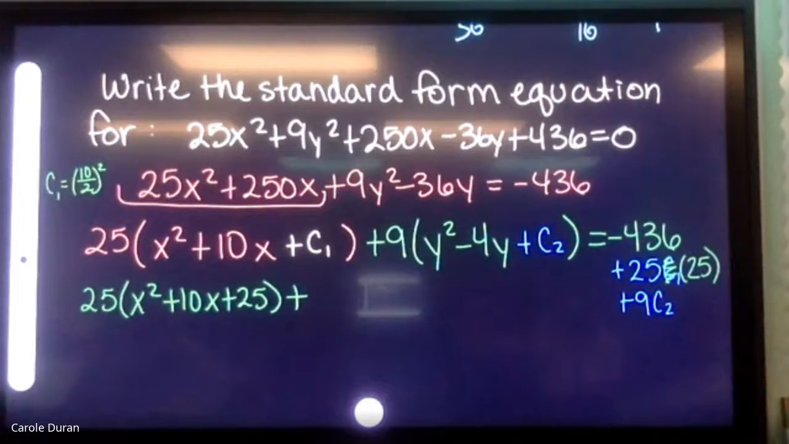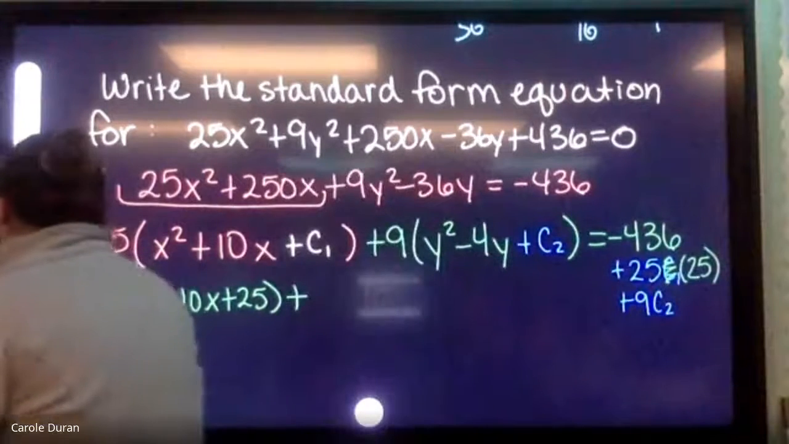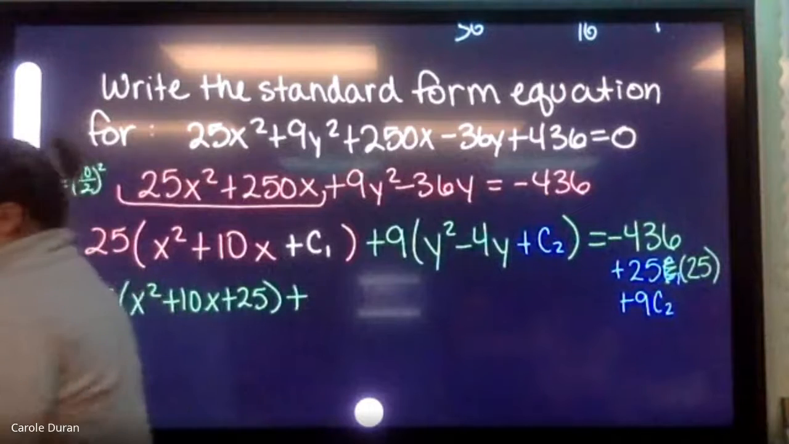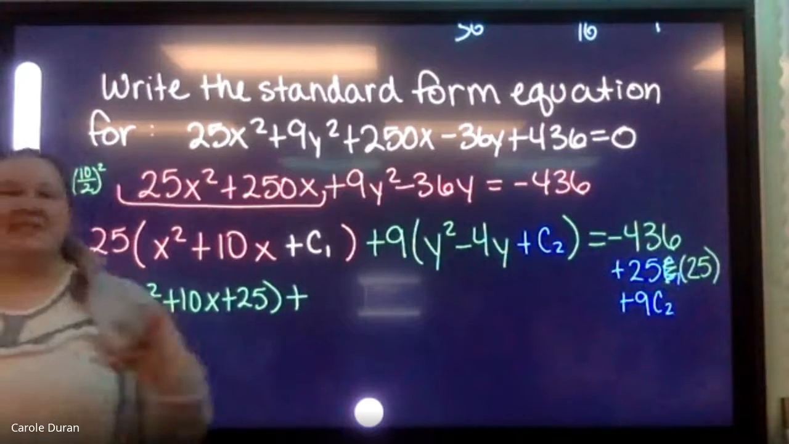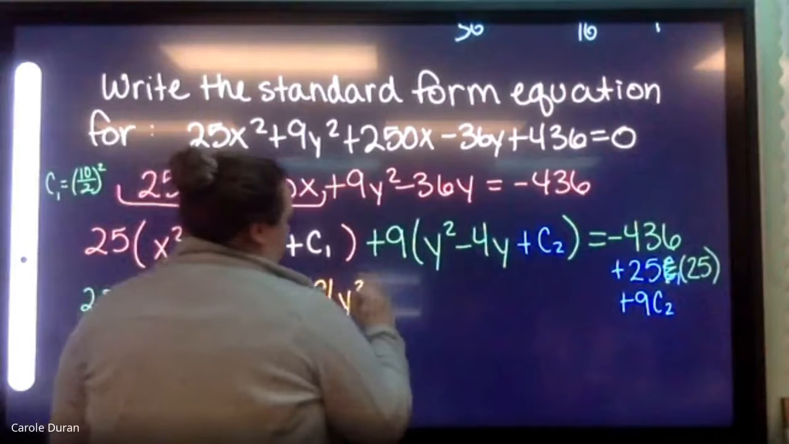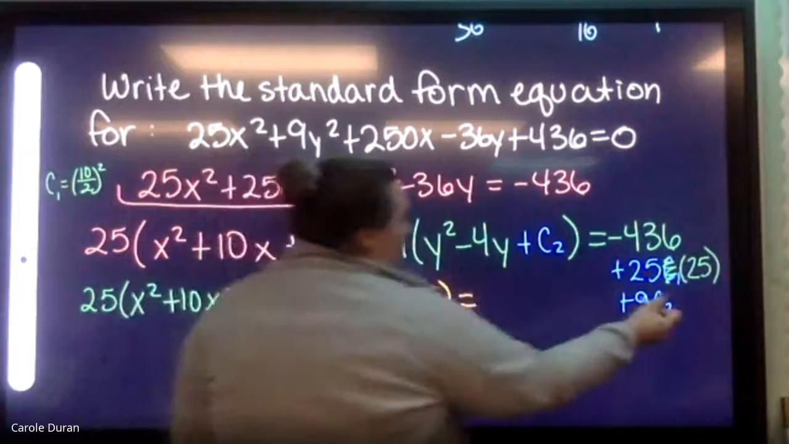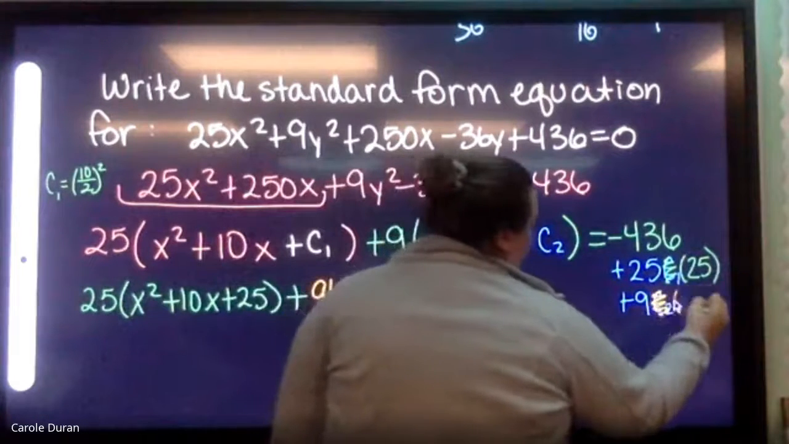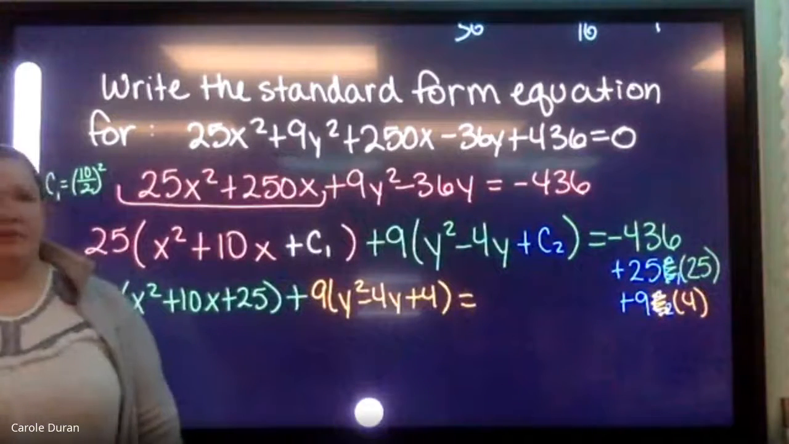I'm going to do the same thing with the C2, except instead of 10, what number will I be using? The -4. What's half of -4? -2. What's -2 squared? 4. So that C2 is going to become a 4. And it's also going to become a 4 over here on the right-hand side. Again, it's being multiplied into the number that followed it over.